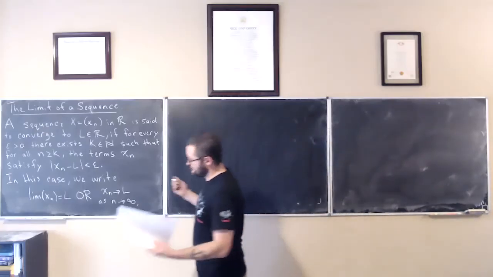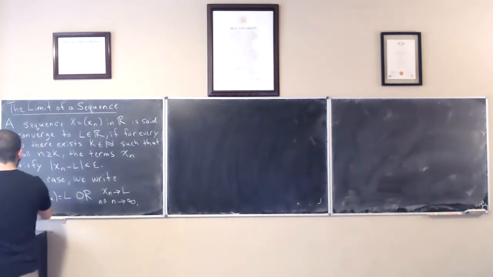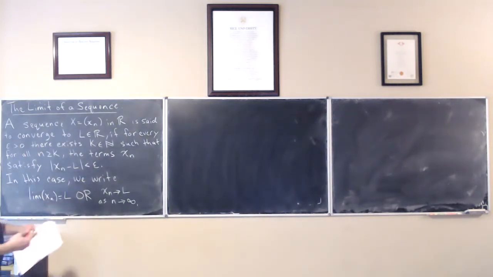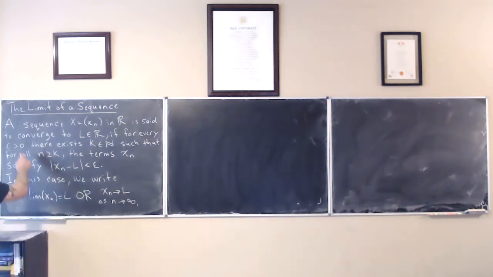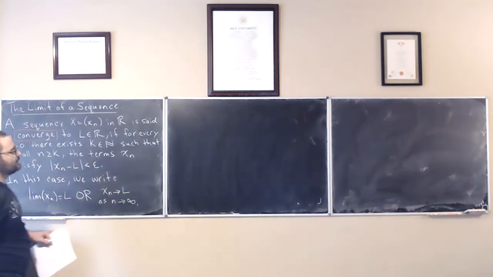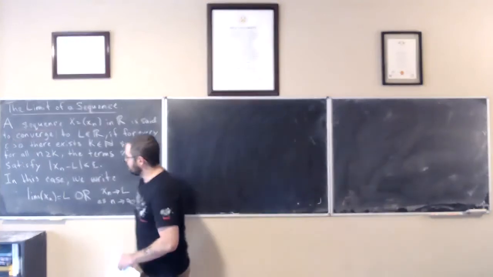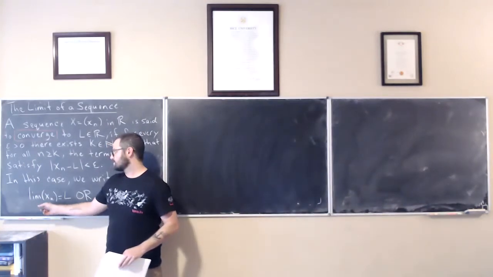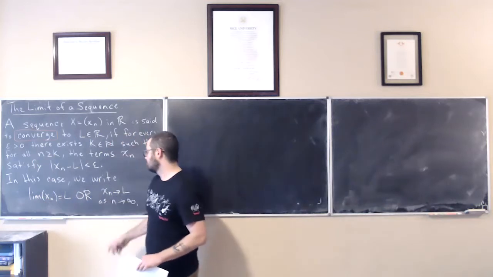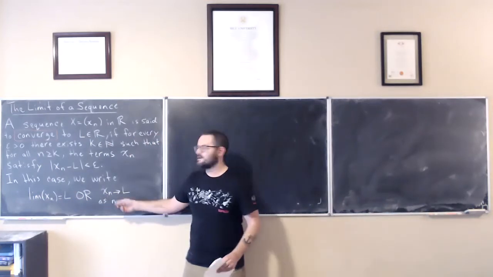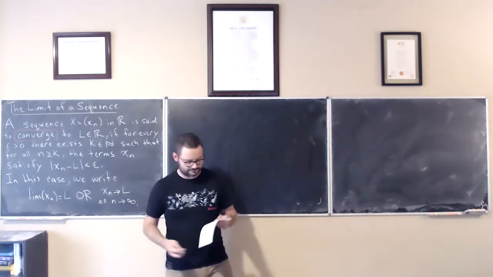Okay, so again, in the previous lecture, we discussed sequences. We proved a few theorems about sequences. And the main definition that we had was that of convergence of a sequence. So this on the board here is the definition of what it means for a sequence to converge to a limit. Now, the notation we'll be adopting is either this, so limit of xn equals L, or xn converges to L as n goes to infinity.